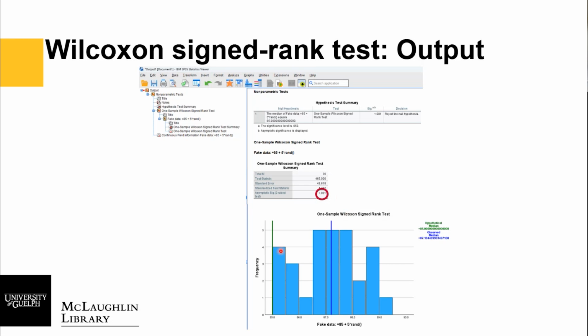It will also give you a nice little graph that shows you in green the hypothesized median. So that test value you put in, we put in 85. And it will also show you the median of your actual data. So we can see that the green and blue lines are quite far apart, and our p-value is less than 0.05. We have found a difference between our median and the hypothesized median. And that's how you do a Wilcoxon signed rank test.